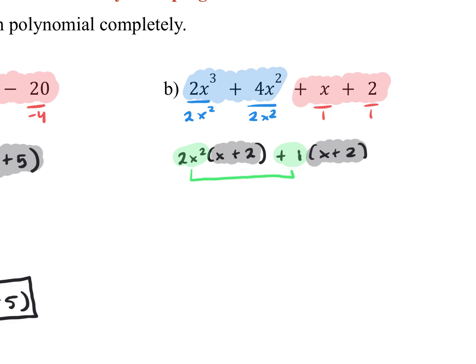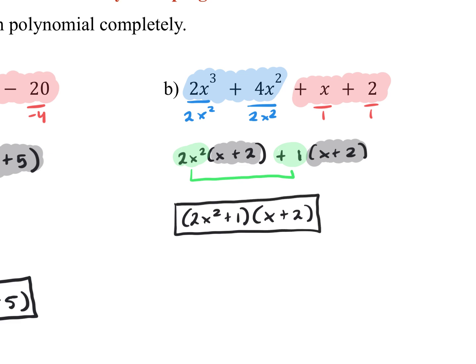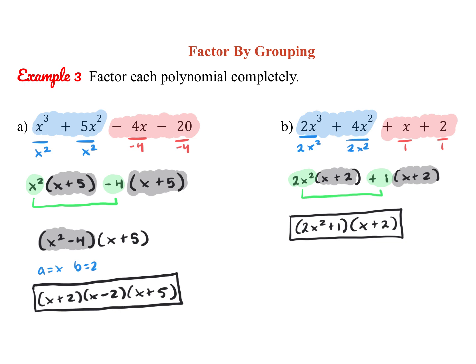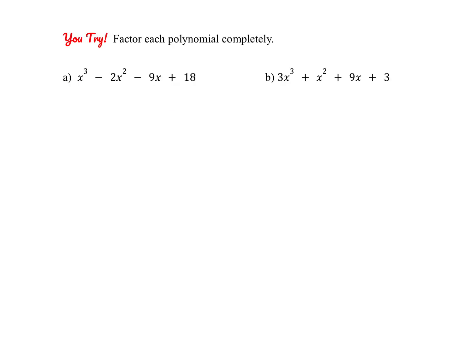So the 2 terms that I'm grouping are 2x squared and positive 1. So I have 2x squared plus 1 times x plus 2. And then you check and you say, can I factor more? And in this case, you can't, which means we are done. So again, anytime you have a polynomial with 4 terms, you can always try to factor by grouping. Okay, go ahead and give these two a try on your own.